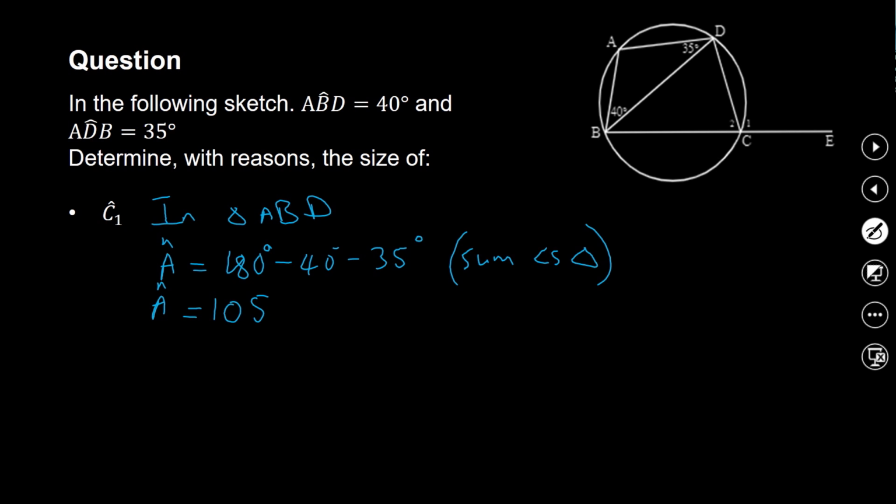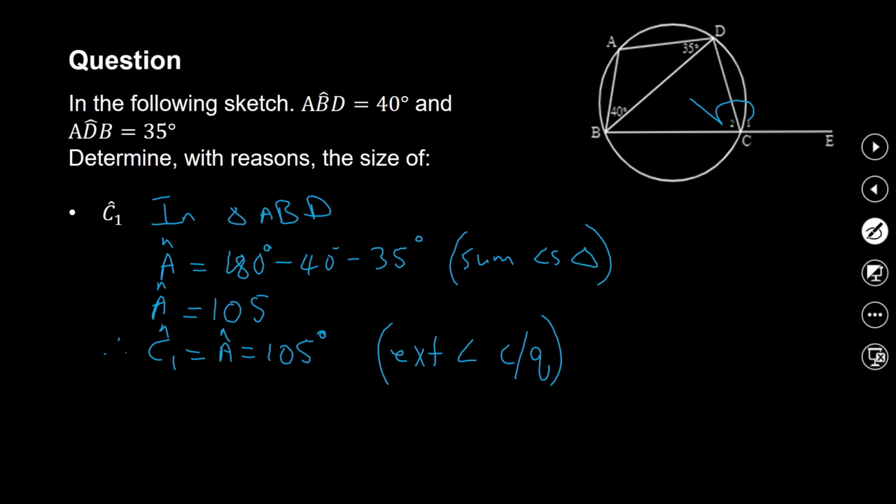But that's not what they wanted me to find. They wanted me to find angle C1. So angle C1 will be equal to angle A, which is equal to 105 degrees. And my reason for this will be exterior angle of a cyclic quadrilateral. So I know that for a fact. This angle is an exterior, which is equal to the interior opposite there.